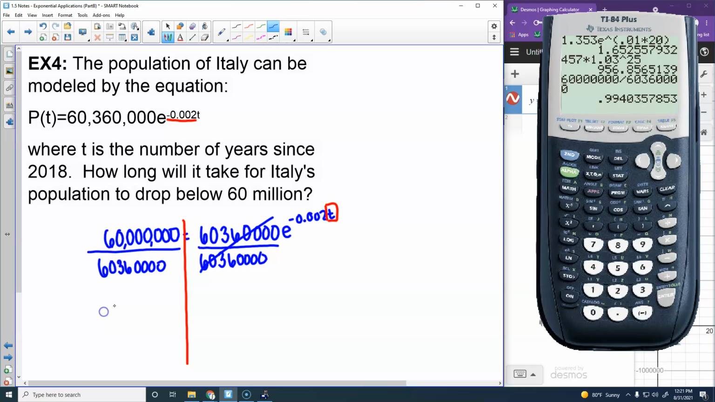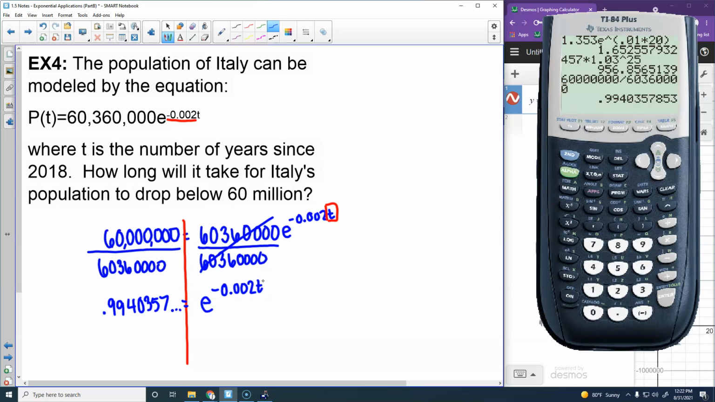Alright, so I'm getting 0.9940357. Keep that whole number in your calculator. It's fine if you don't write it all down, but keep it in your calculator. And this is e to the negative 0.002t.